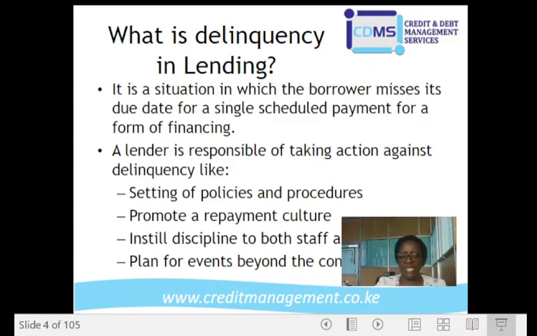So therefore we are saying that we need to promote a repayment culture to our customers. Let us not show them that we are okay even if they delay in making repayment. Then the other thing that we need to do is also to instill discipline in both staff and borrowers. So even as a staff, you also need to take action to ensure that your customers are paying as per the scheduled timing.